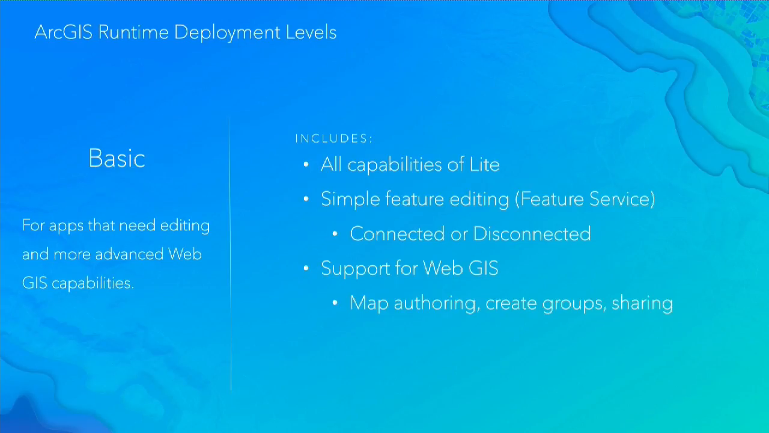Basic builds upon those capabilities and primarily adds simple feature editing against a feature service. That means point, line, polygons against an editable feature layer that's exposed in a service. It doesn't matter if you're editing directly in an online fashion against the service, or if you've taken data offline, edited it locally on the device, and then syncing back the deltas. It's in this level.